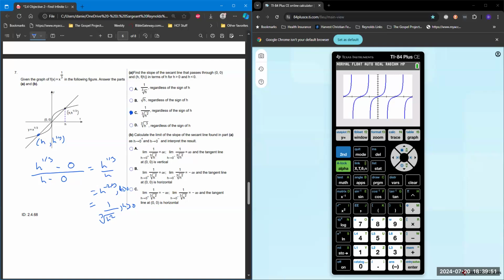Now calculate the limit of the slope of the secant line found in part A as h approaches 0 from the left and the right. And it won't matter if it comes from the left or the right because this is being squared here. So in both cases, this is going to be a positive number down here that's going to get closer and closer to 0. So this is going to get closer and closer to positive infinity both times. That's A.